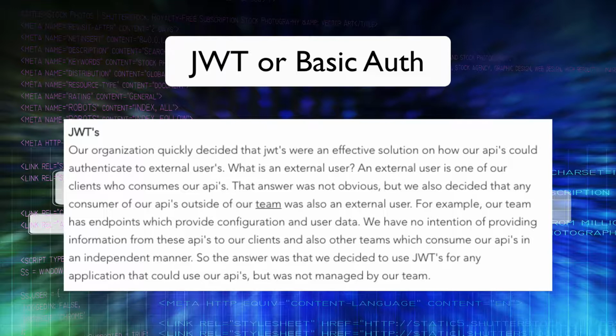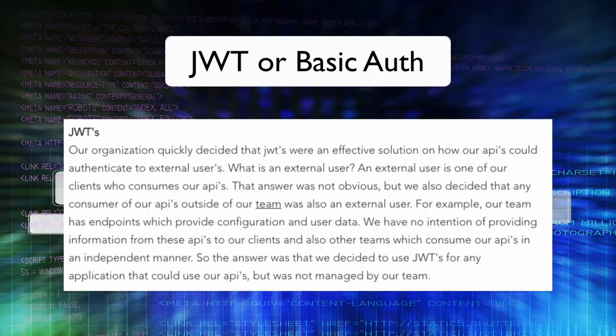So with JWTs, our organization quickly decided that they were an effective solution on how our APIs could authenticate external users. The next question was, what is an external user? Well, they're obviously people that are consuming our APIs, which could be our clients, but are typically people external to our company. The other group of people that we considered external users wasn't so obvious. We decided that people external to our team that used applications which we did not manage were also external users.